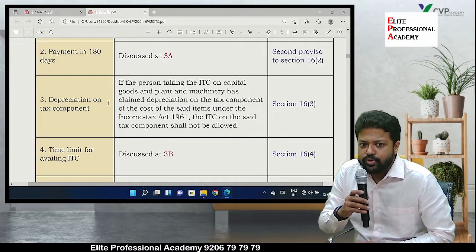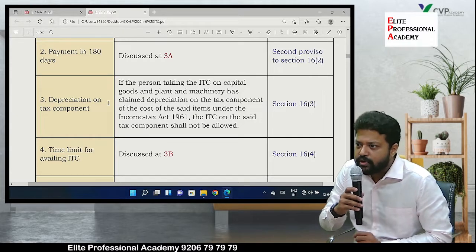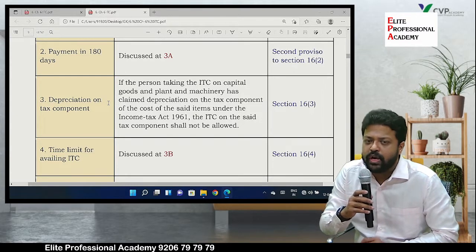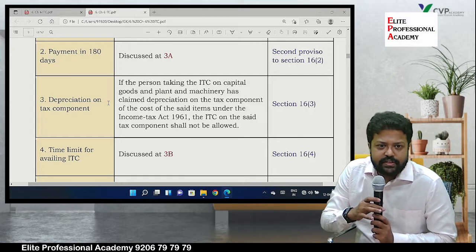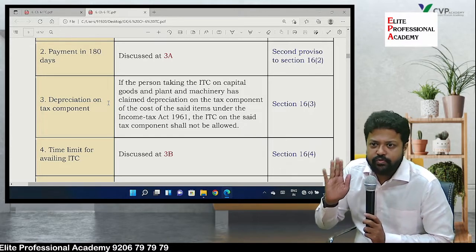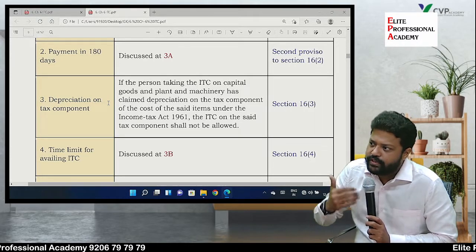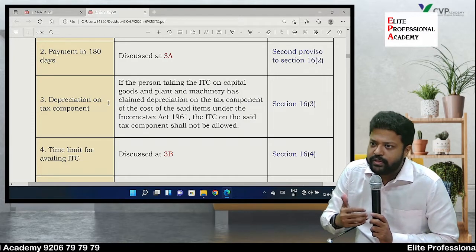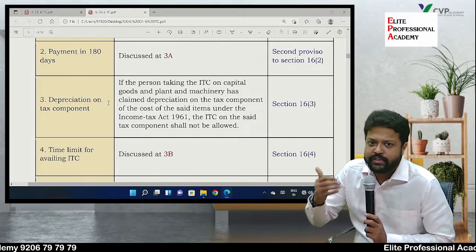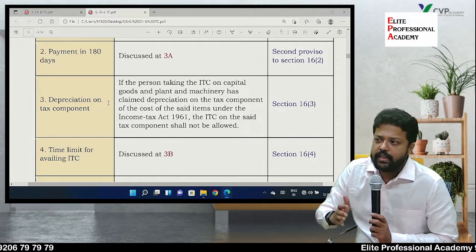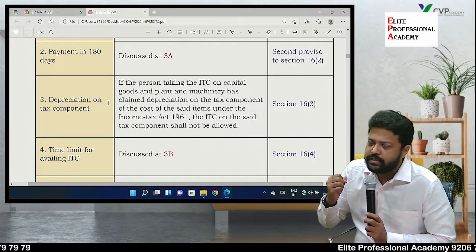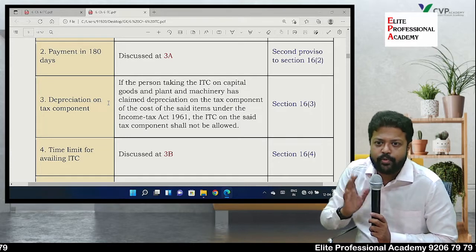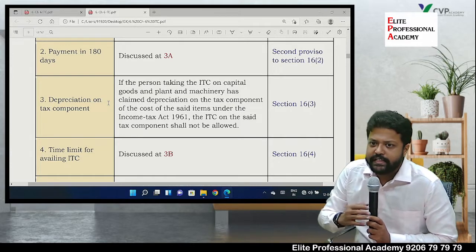Then the person who is going to claim the input tax credit should receive the goods or services. So if there is a time gap between the tax invoice date and the actual physical receipt of the goods or services, then the person who is in receipt of the invoice but has not received the goods or services has to wait till the point the actual goods or services are received by him to claim the benefit of input tax credit.